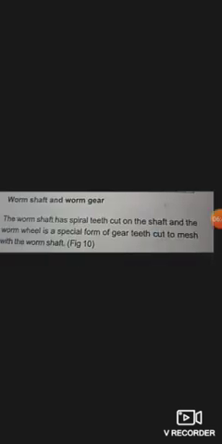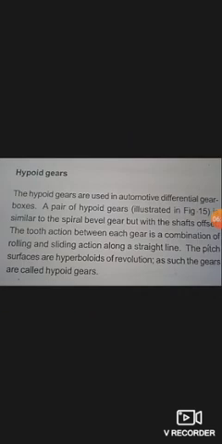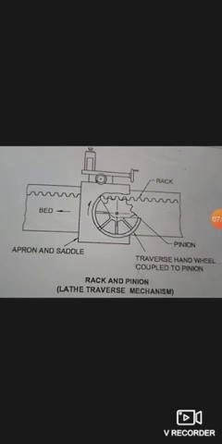Here are the definitions for all types of gears. See this one, hypoid gear. Hypoid gears are used in the automotive differential gearbox. And this is the line diagram of the rack and pinion mechanism adopted in the lathe machine. The rack and pinion can change rotary into linear movement and vice versa.